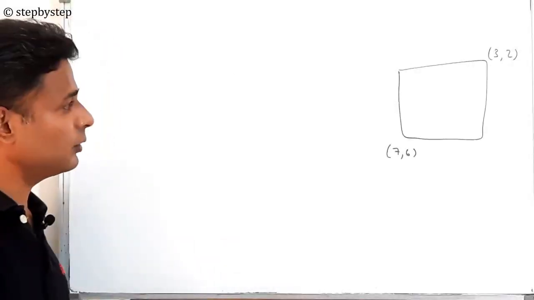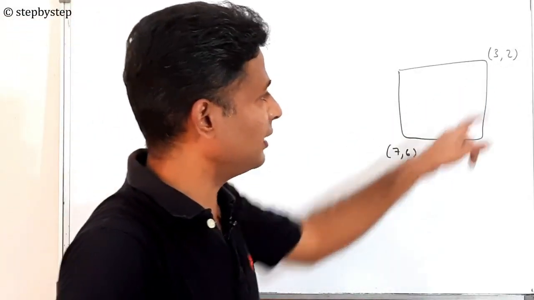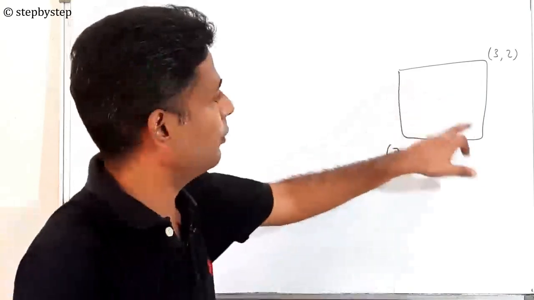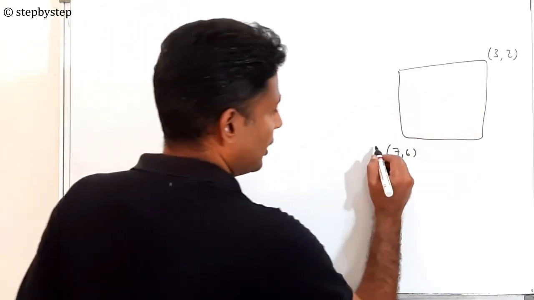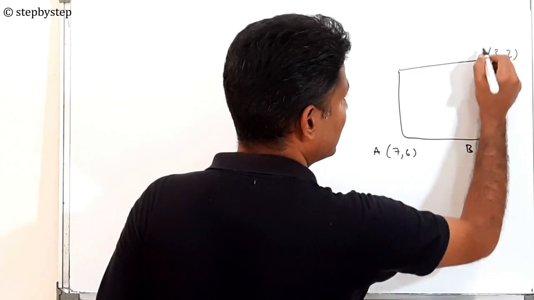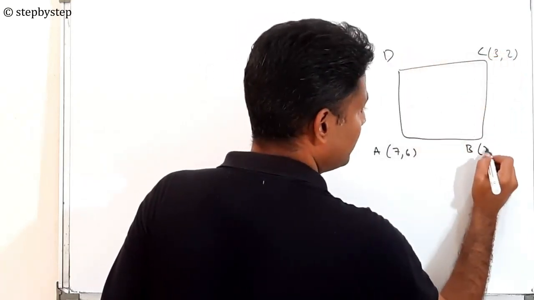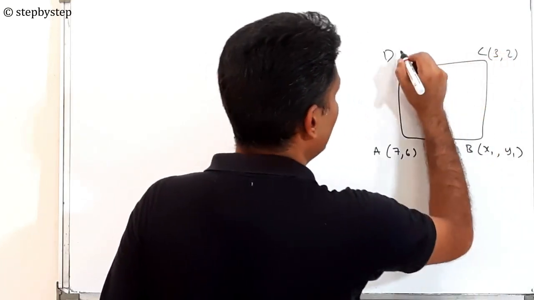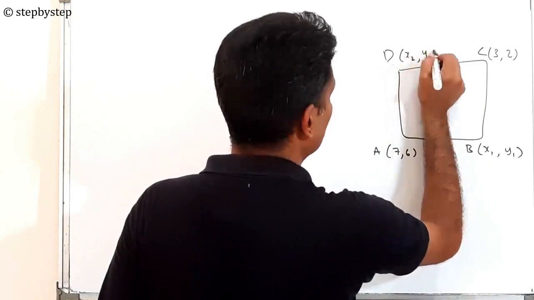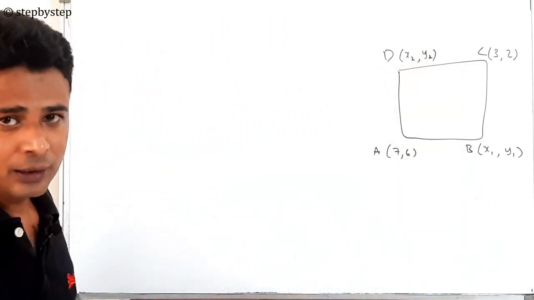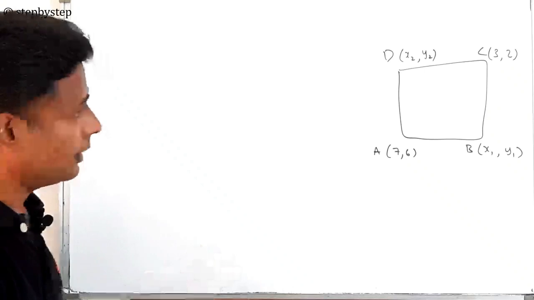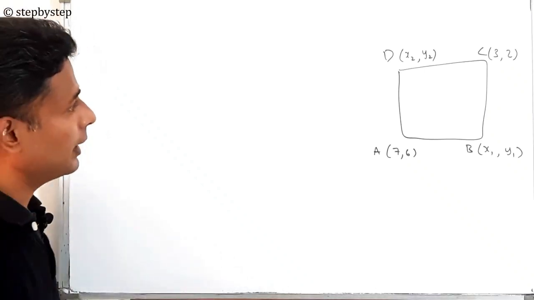Alright guys, the next question was, they have given us two opposite vertices of a square and we have to find the other two vertices. So I'll take this as A, this as B, this as C and this as D. Let this be x1, y1 and let this be x2, y2. So now for this we have to use the distance formula, right?